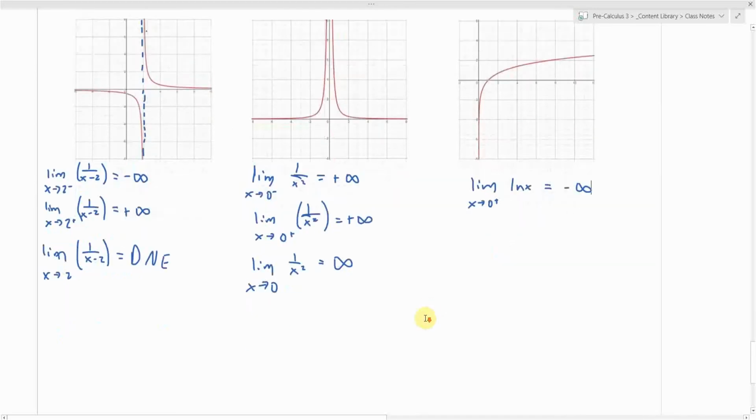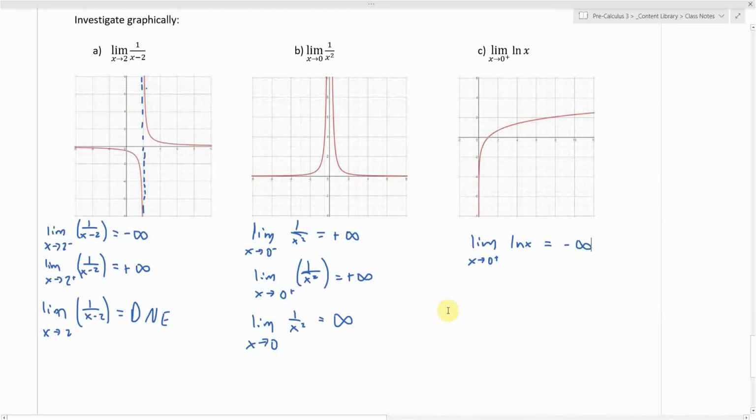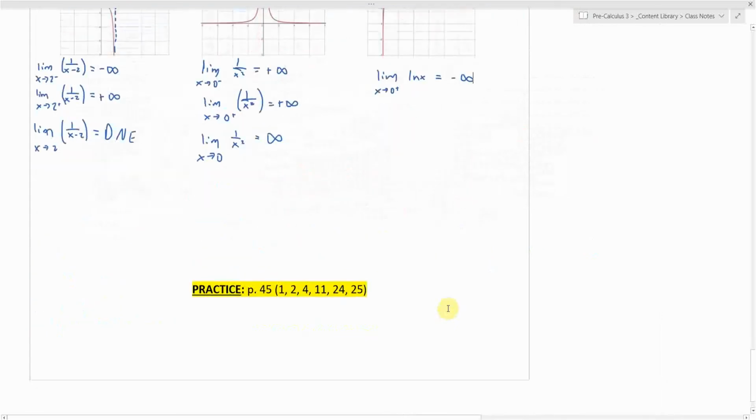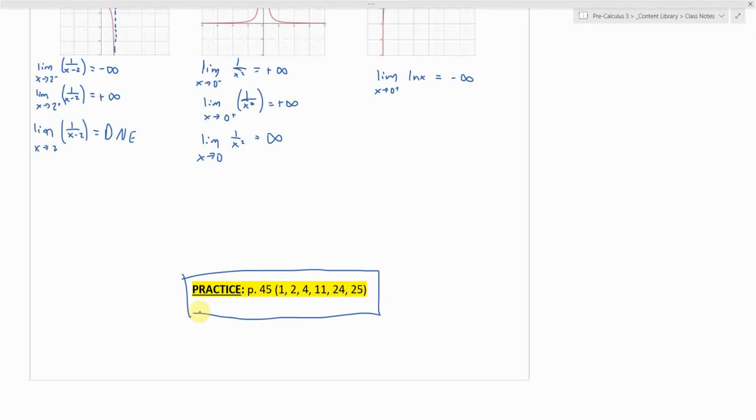Okay, so that's infinite limits, that's one-sided limits, that's graphical limits. So that's the end of section 2. So you have some more practice here, doing a little bit with graphical and infinite limits and one-sided limits. And that ends our discussion on graphical and numerical limits.